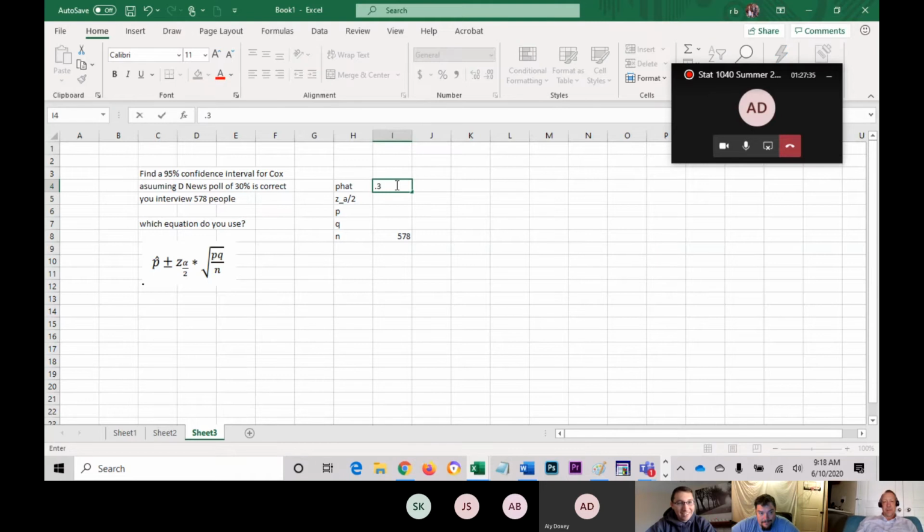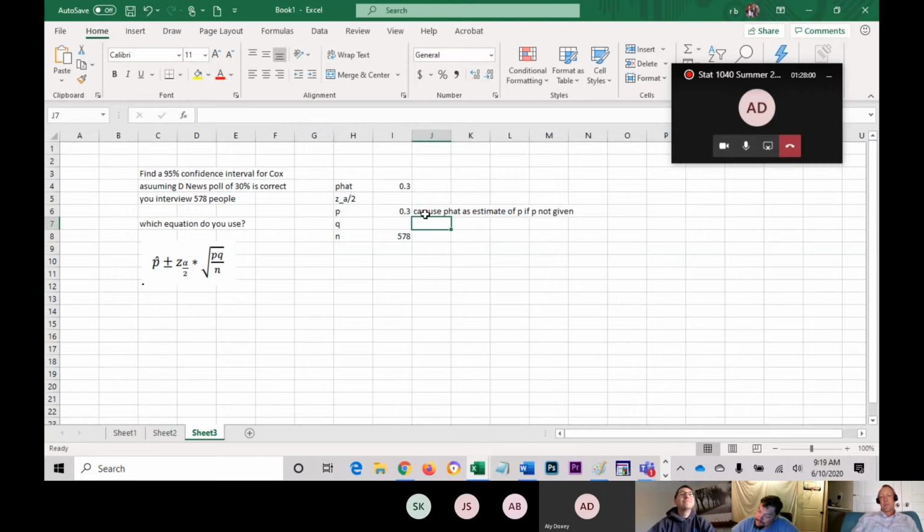P hat is 30%. Now, if P is not given, then you can assume that P equals P hat. But technically P is not given. So you can use P hat as an estimate of P if P is not given. Okay.